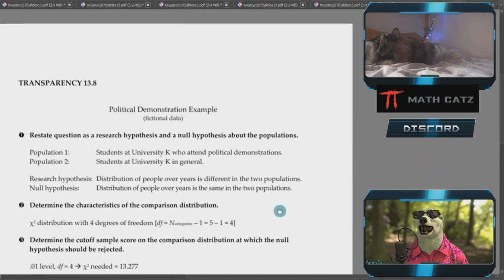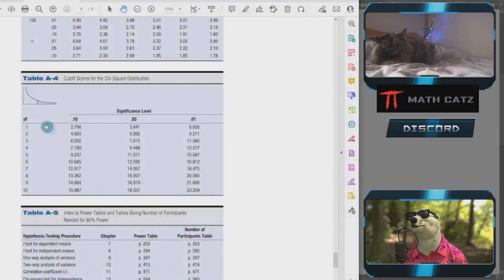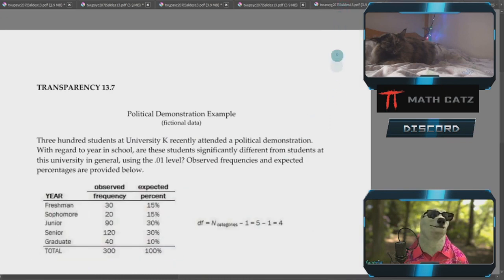We want to perhaps first determine what will be our chi-squared cutoff in our distribution. Well, we have a 1% alpha and 4 degrees of freedom. Let's go have a look. 4 degrees of freedom, 1% alpha will be 13.227. So we remember that. And now we have to go and calculate. So what does that calculation look like?